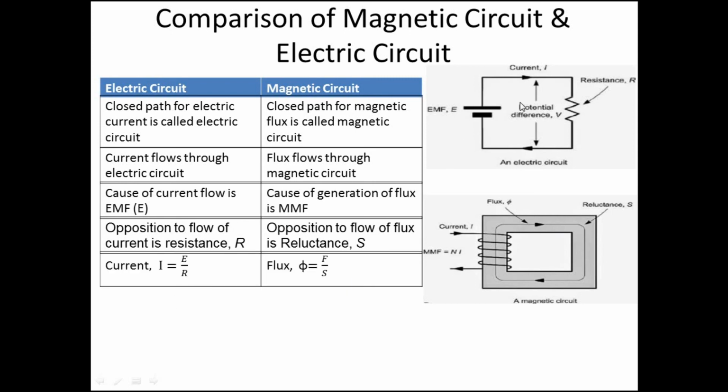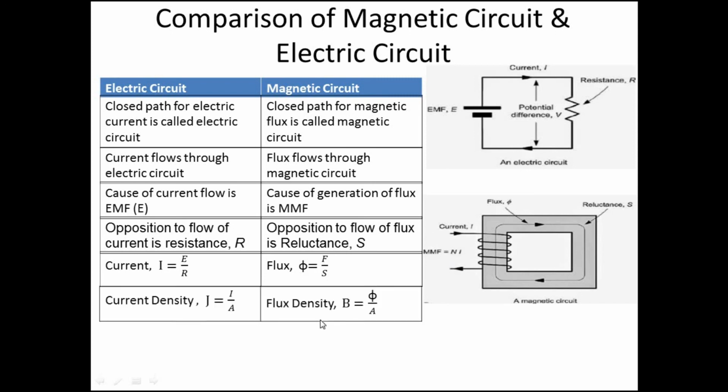Current is defined as I equal to E by R by Ohm's law. Similarly, flux phi equals F by S, MMF by reluctance. Current density is defined as J equal to I by A. Flux density B is equal to phi by A. Resistance is defined as R equal to rho L by A, where rho is the resistivity of the material. Reluctance is defined as S equal to L by mu A.